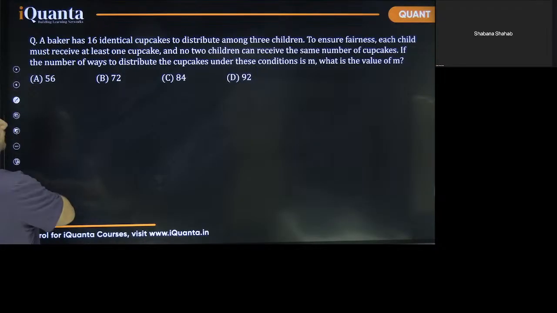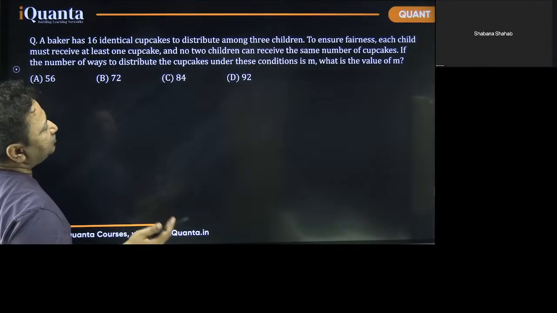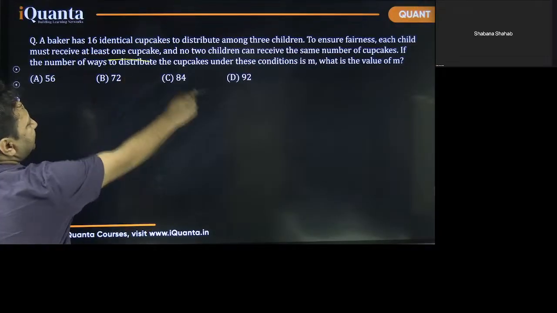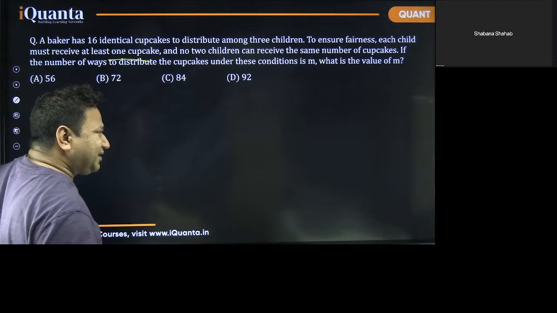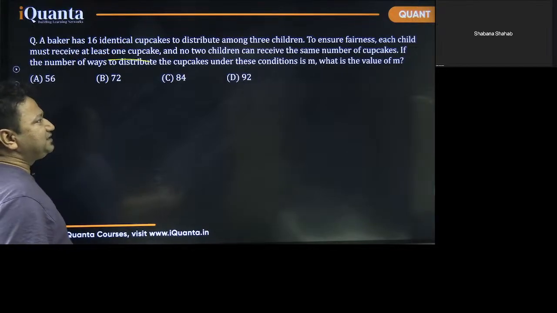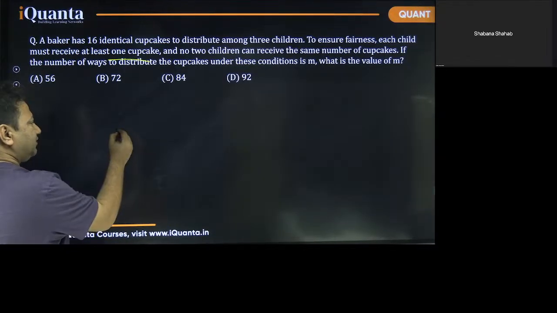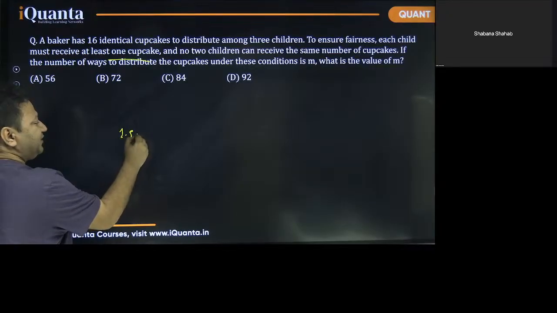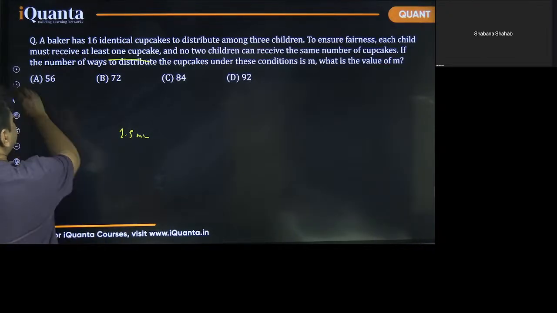Next. A baker has 16 identical cupcakes. Distribute among 3 children. Ensure fairness. Each child must receive at least 1 cupcake. Oh, this is basically whole number solutions with PNC. I think there will be some cases which have to be removed afterwards. Easily doable in 1.5 minutes. This is a proper conceptual question. Nothing much to care about here.